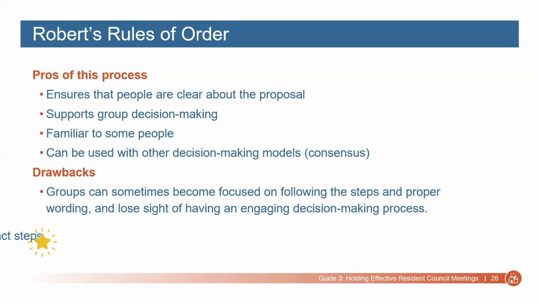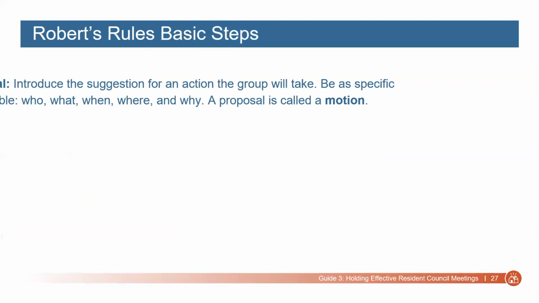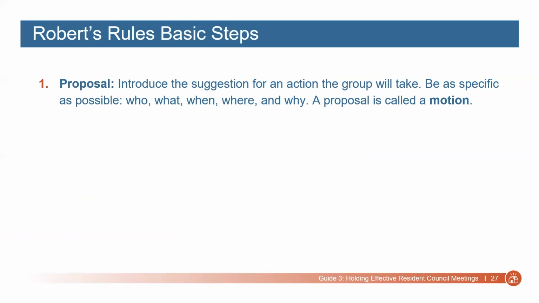Here's a tip. If a resident wants to make a proposal but does not know the exact steps, the facilitator can guide the process. These are the basic steps in Robert's Rules of Order. Though Robert's rules include other, more complex procedures, this should be all a resident council needs.